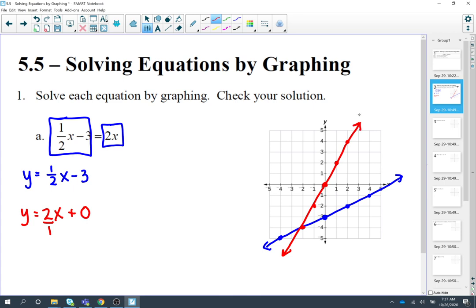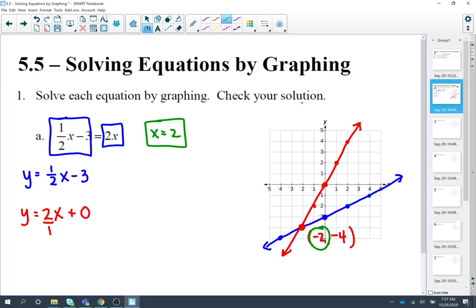Now, if that were a system of equations, my intersection would be right here, which is at -2, down 4. But really what I'm looking for here is an x value, because this isn't a system, it's an equation. So x equals what? Well, x equals -2 should be my answer if I were to solve that equation.